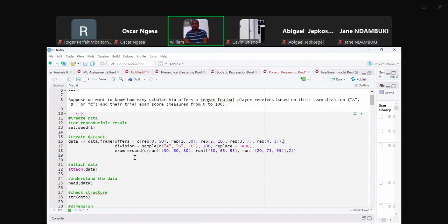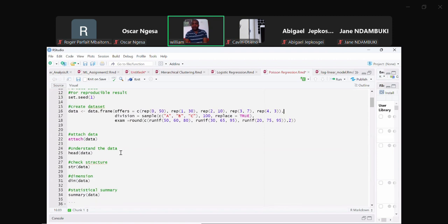And then exams, how they scored. 50 players received between 60 and 80 marks, 30 players received 60 to 95, and then 20 players received between 75 and 95. This round is just to make it at least 2 decimal points.